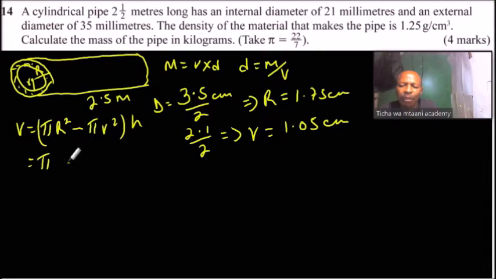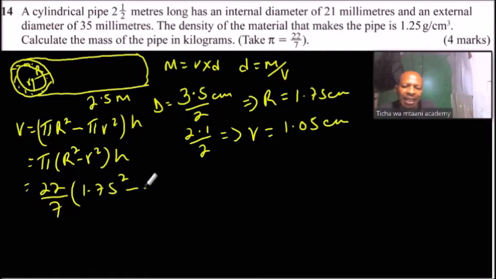Here you can factor out pi. You say it is R squared minus r squared, multiplied by height. So this is equal to 22/7, that is the pi, into bracket, this will give you 1.75 squared minus the small radius squared, 1.05 squared, close bracket, and we are multiplying by height. The height is 2.5 meters, so to convert that to centimeters, you multiply by 100, which will give you 250 centimeters, and this will now be in centimeter cubed.